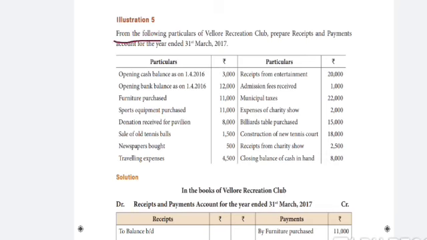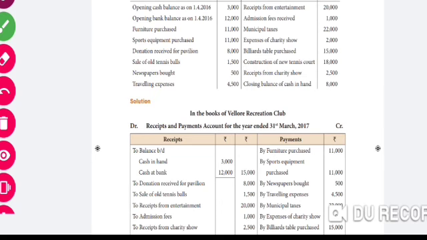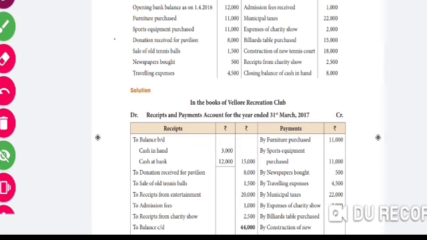From the following particulars of Vellore Recreation Club, prepare receipt and payment account for the year ended 31st March 2017. See the particulars. Next one, amount. First one, the particulars. Opening cash balance 1/4/2016 is 3,000. So next one, opening bank balance. The next one, furniture purchased 11,000 is a payment side. Next one, sports equipment purchase is a payment side.